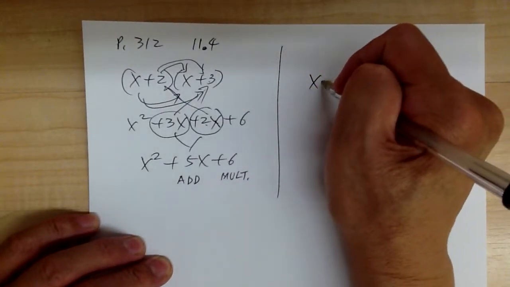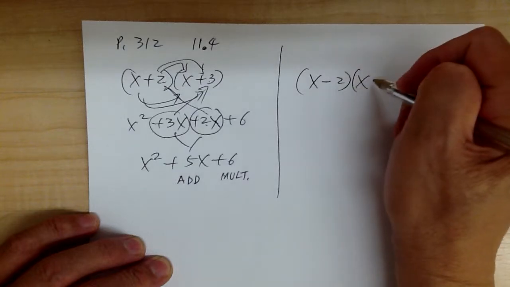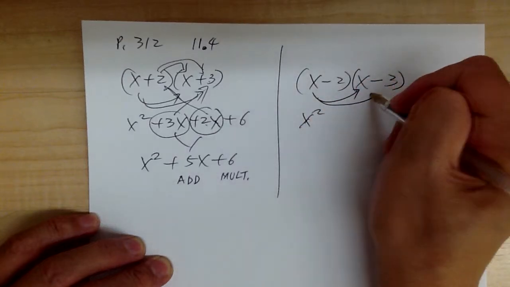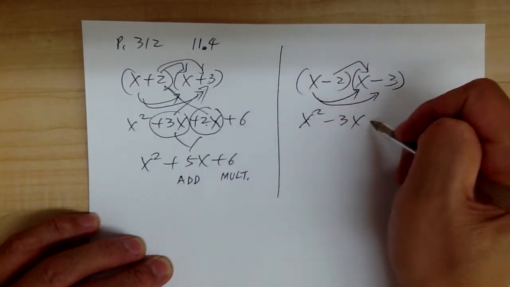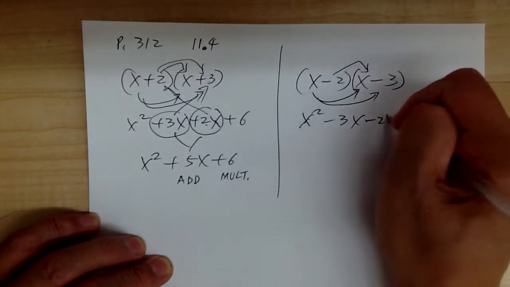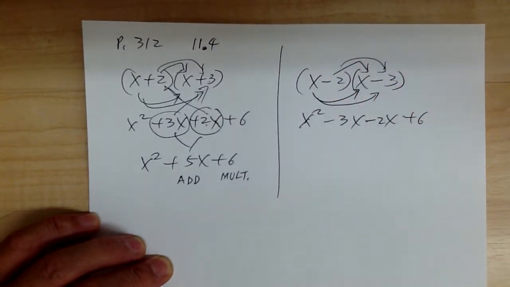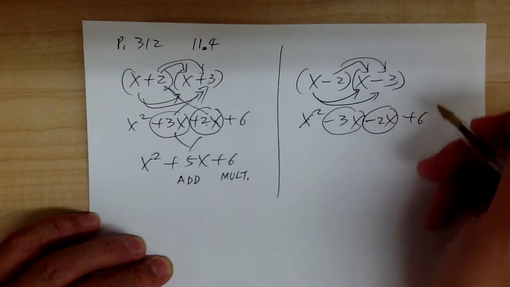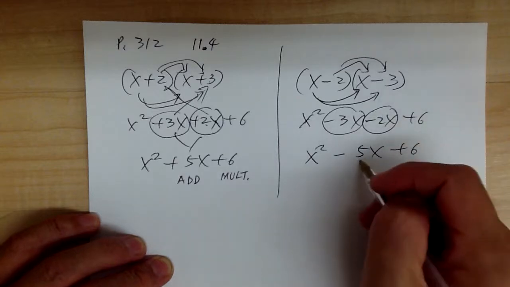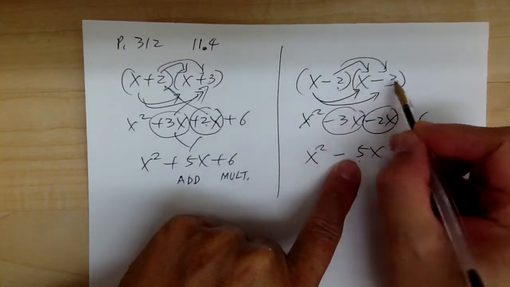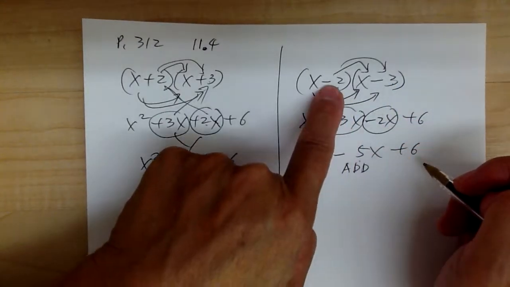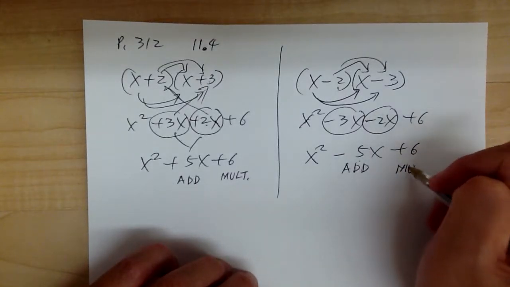So let's say you have x minus 2 times x minus 3. Again, when you multiply, you get x squared. When you multiply, you get minus 3x. When you multiply, you get minus 2x, and you multiply, you get plus 6. Then when you combine the like terms, you're going to get x squared minus 5x plus 6. You can notice where this number came from. This came from adding, right? Negative 2 plus negative 3 gives you a negative 5. So this came from adding. This came from multiplying. Negative 2 times negative 3 gives you positive 6, right?